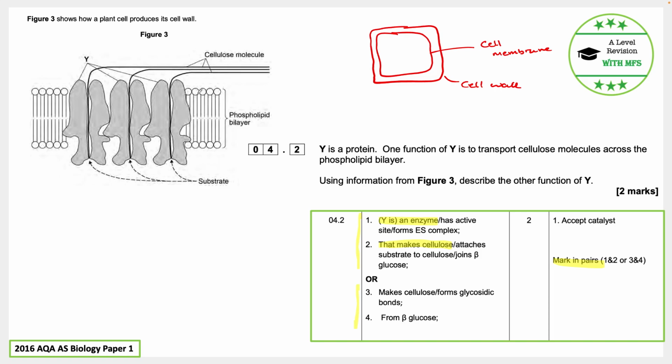Okay, now in this image we can see that the substrate is binding to the enzyme and the enzyme is producing these cellulose molecules. So what evidence can be shown that the phospholipid bilayer is part of the cell surface membrane? Well, the cell membrane is always on the inside of the cell wall. Okay, so we can say that the cell wall forms on the outside of the cell surface membrane as our evidence. As we can see, the cell wall, the cellulose molecules are there, and the phospholipid bilayer is here. Therefore, the cell wall is being formed on the outside of the cell membrane.